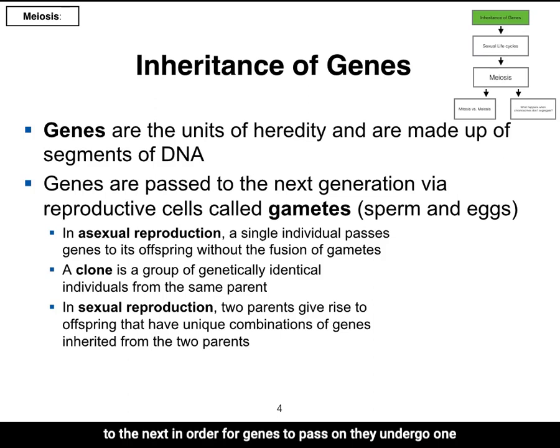In order for genes to pass on, they undergo one of three forms of reproduction: asexual reproduction, cloning, or sexual reproduction. Asexual reproduction is when a single individual passes genes to the offspring. A clone is an offspring that is genetically identical to the parent. And in sexual reproduction, two gametes, one sperm and one egg, join together to give rise to the offspring.